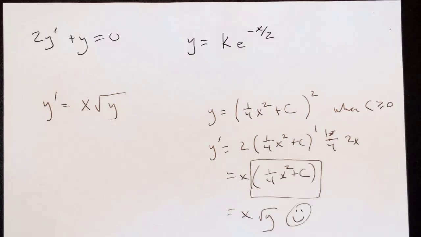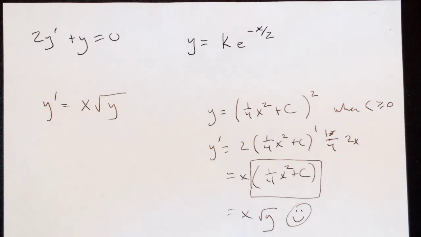But this is a one parameter family, right? I have choice of c here. The reason we don't allow for c being negative is because I've got the square root of y over there, and then I could have a negative under the square root, and that's not allowed. So I'm not going to do that. I just want c bigger than or equal to 0. But there's another solution that's not written in this form.